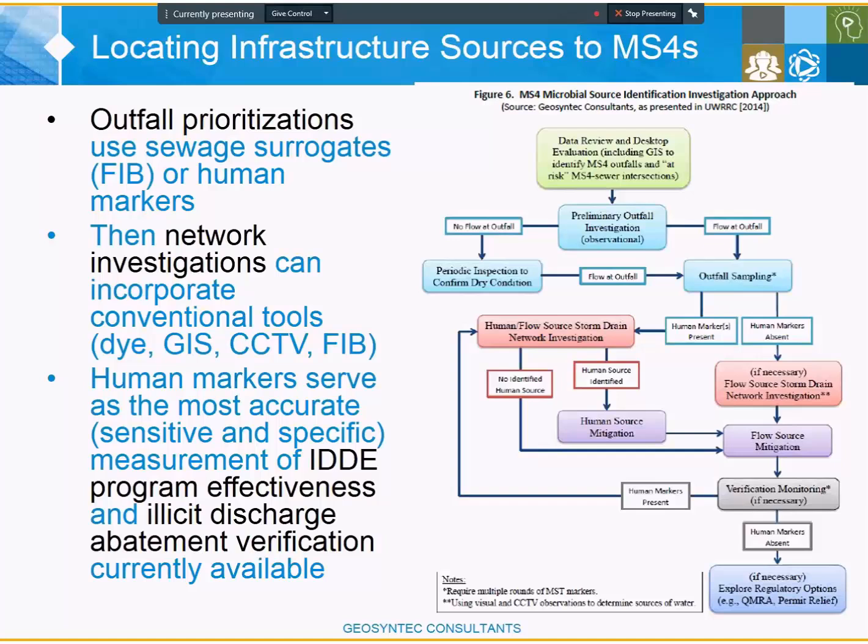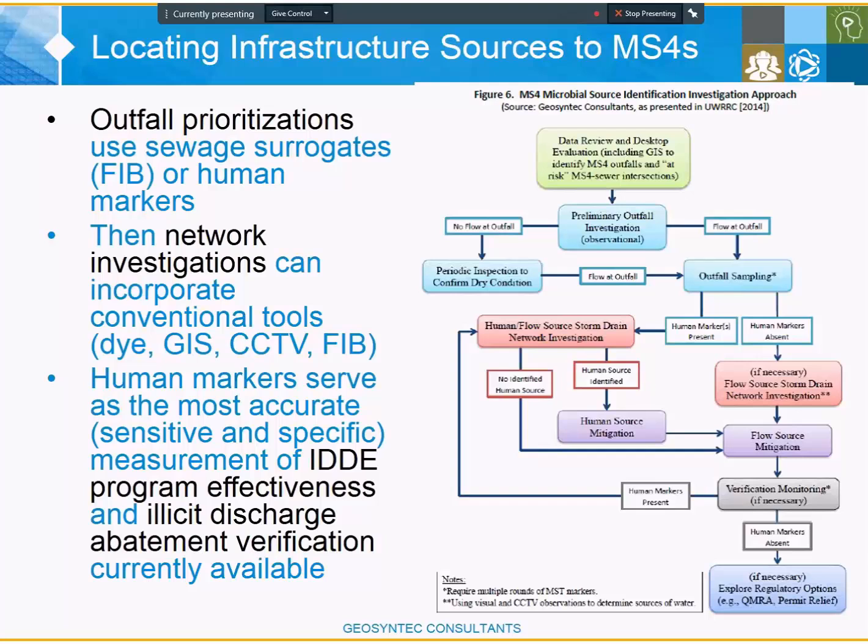Once outfalls are prioritized, this is a flowchart that we're showing here that basically describes what I'm discussing. It's something that we presented to San Diego County and then summarized in our ASCE manual and in the Colorado report. The network investigation steps then incorporate conventional subsurface investigation tools, things like dye, using GIS, which I'll show what I mean by, CCTV, and then sampling of fecal indicator bacteria. These are the things that, used in combination, allow you to locate inputs into an MS4 network.